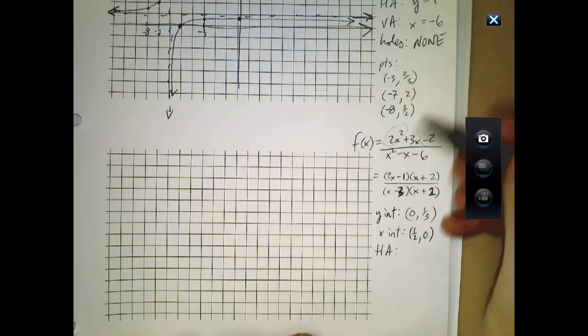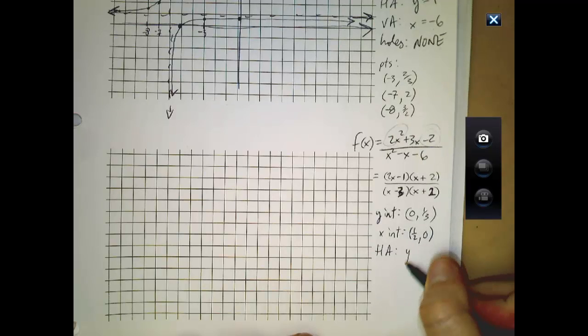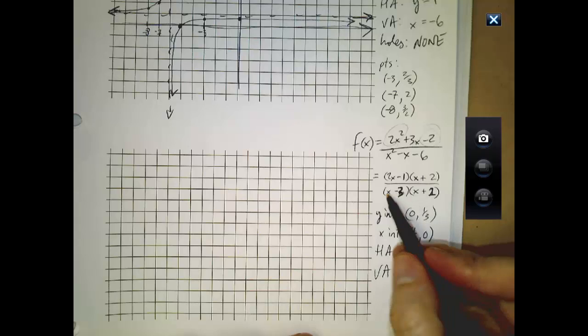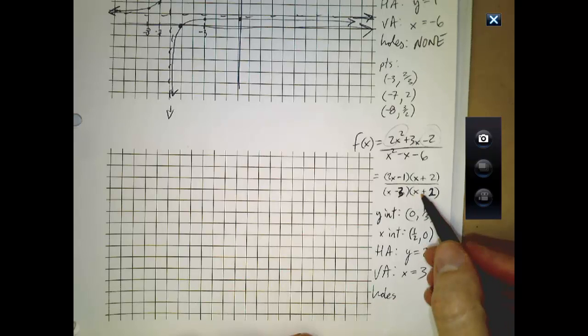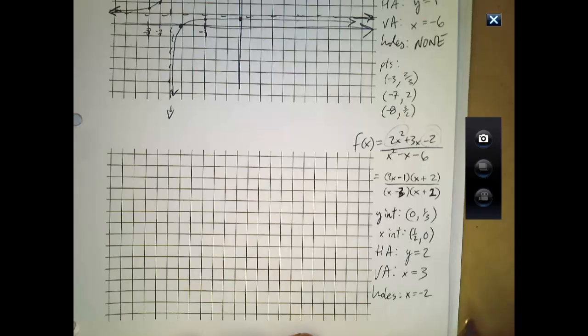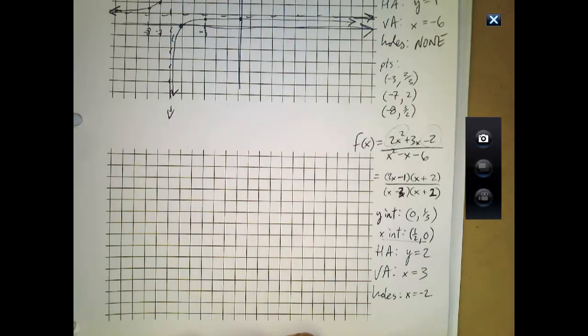Horizontal asymptote, same degree, degree of 2, degree of 2. I divide 2 over 1. Y equals 2. Vertical asymptote. 3 makes the bottom 0, but not the top. That's a vertical asymptote. -2 makes the bottom 0 and the top. That's a hole. And once again, 1/2 makes the top 0, but not the bottom. That's an x-intercept. All right?